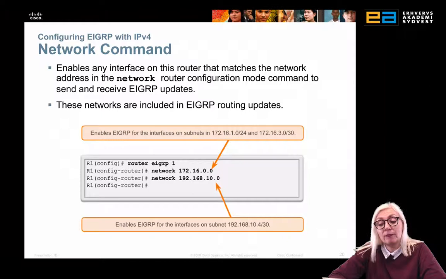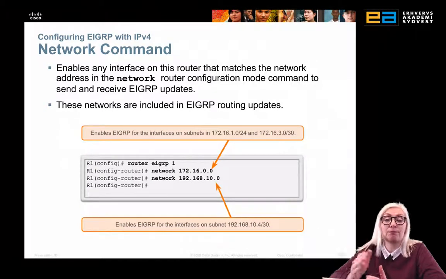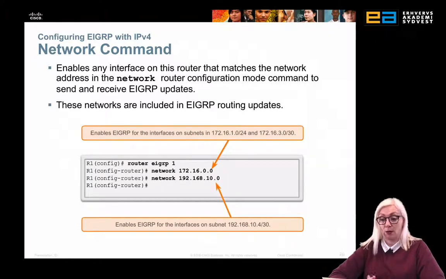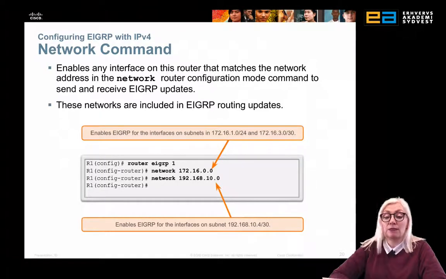So what we do here, for instance, if we have the network 172.16.0.0, that is by default a class B, so the classful subnet mask is then /16, and this will cover, for instance, if I have an interface on the network 172.16.1.0/24 and 172.16.3.0/30, for instance. So it's a simple way of setting up all the different subnets.